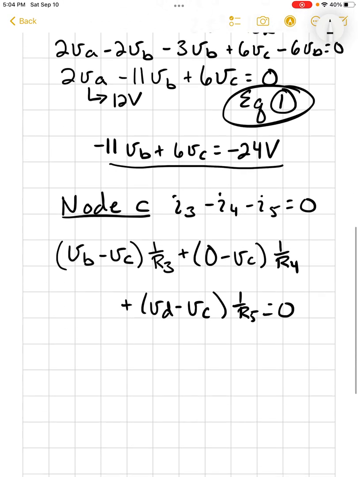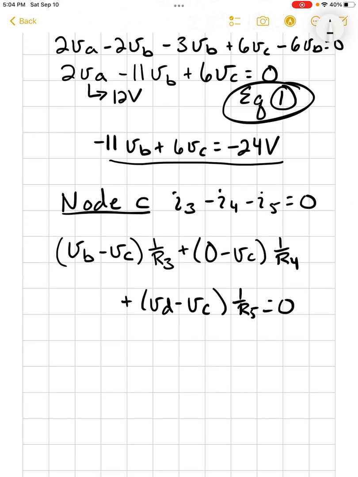Now, why would I do this? Because I can rewrite R3, R4, and R5 as conductances. So the conductance G3 will be equal to 1 over R3. G4 will be equal to 1 over R4. And G5 will be equal to 1 over R5.